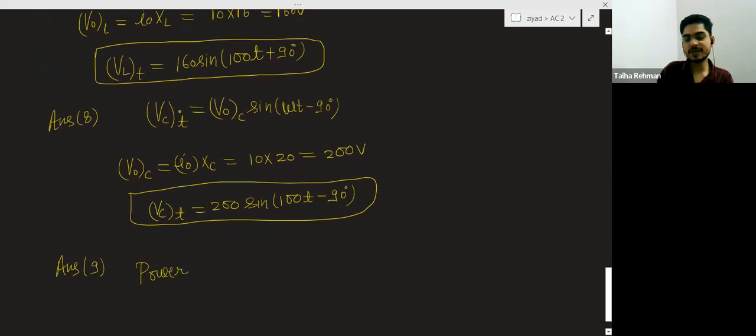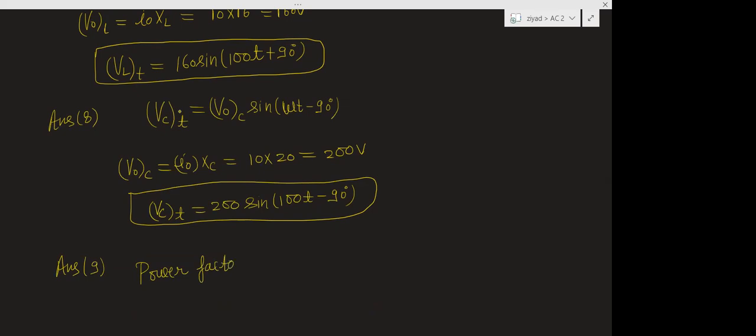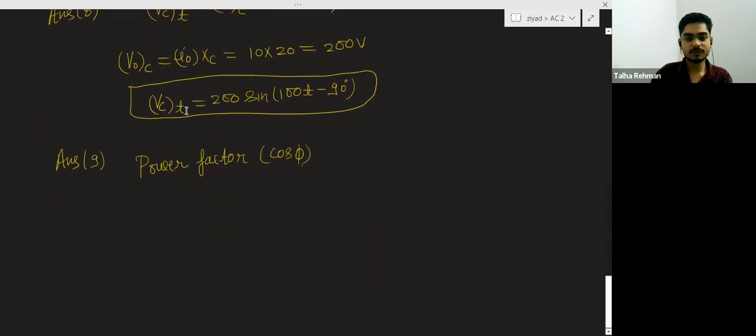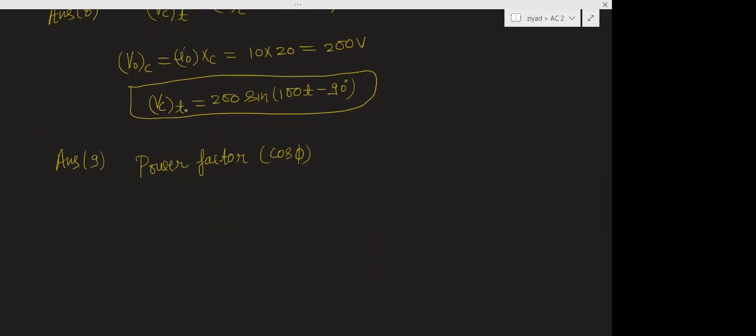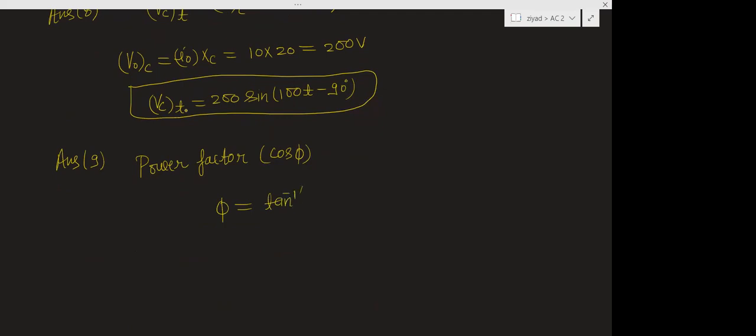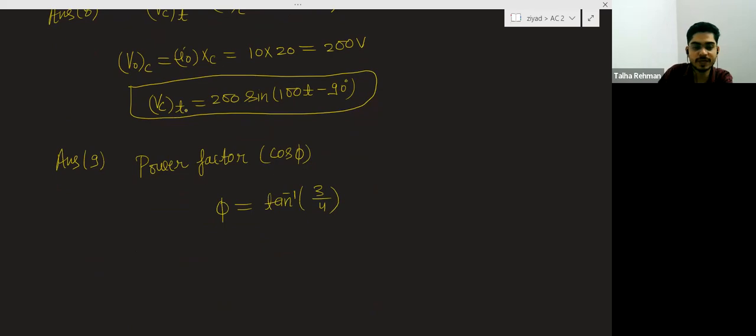So basically we will discuss power factor. Power factor is known as cos phi. Phi is the phase difference between the current and the voltage. Cos phi. Now what is the value of phi we have? Tan inverse 3 by 4. So we can write it as tan phi is equal to 3 by 4.